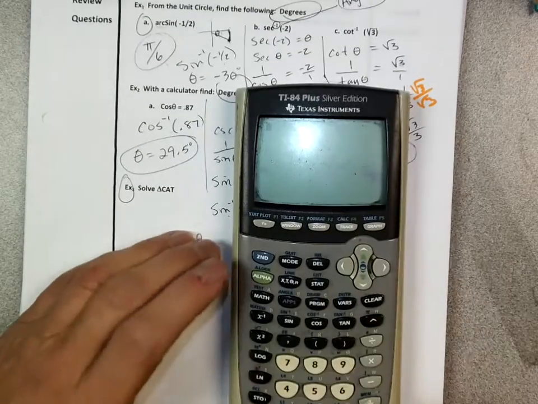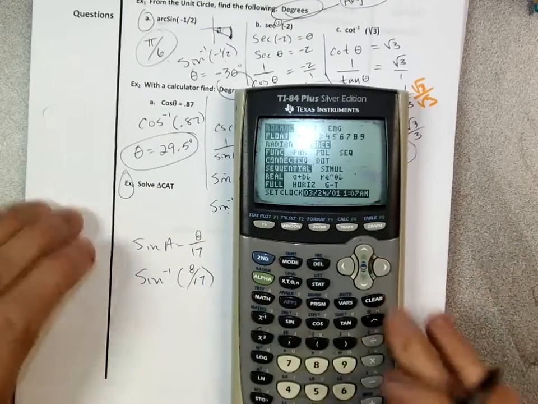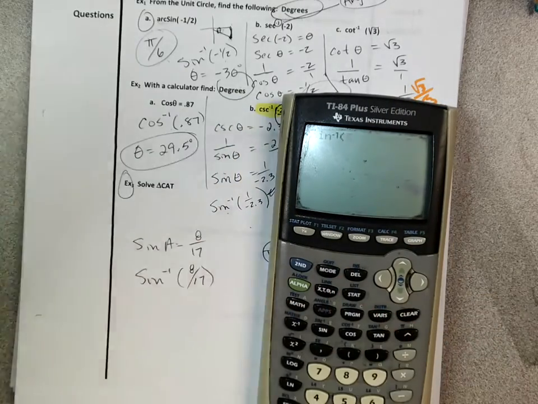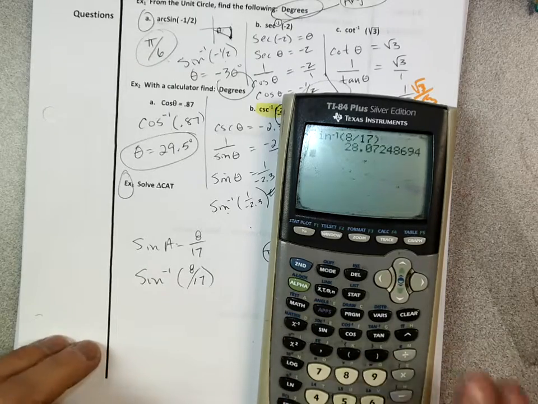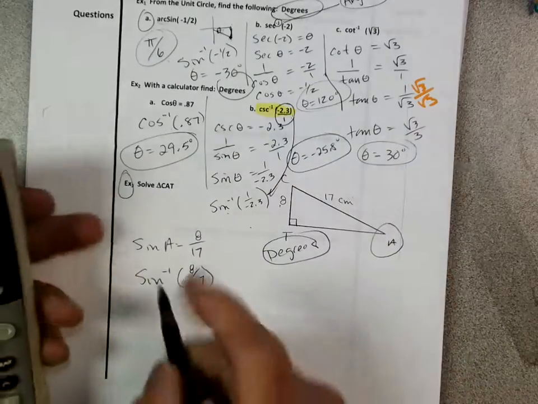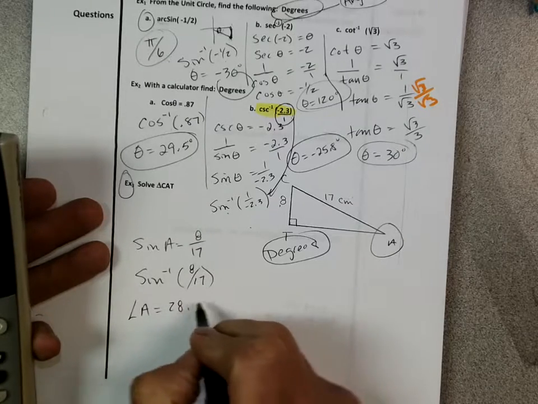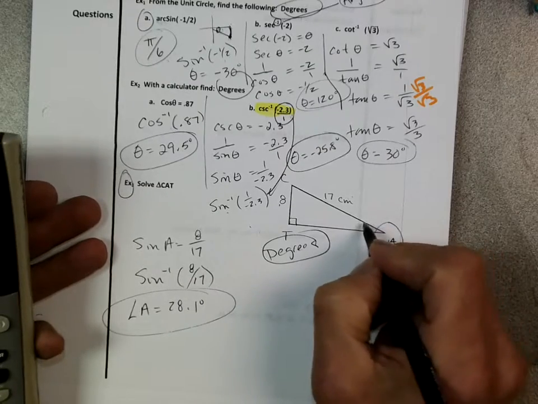So I'm going to check my mode, because I think I had it in radian mode. Nope, degree mode. Okay, that's good. So I'm just going to go sine inverse, which is the -1, Simon totally right, 8 divided by 17, and we get an answer of about 28.1 degrees. So angle A is about 28.1 degrees, okay?